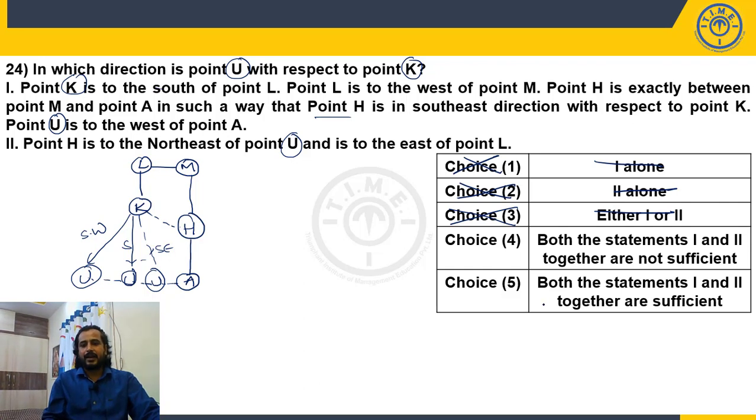So the only chance is I can combine the 1 and 2. Now here 1 and 2. H is northeast of U. Here to here is also northeast, and it is also northeast. H is northeast of U.